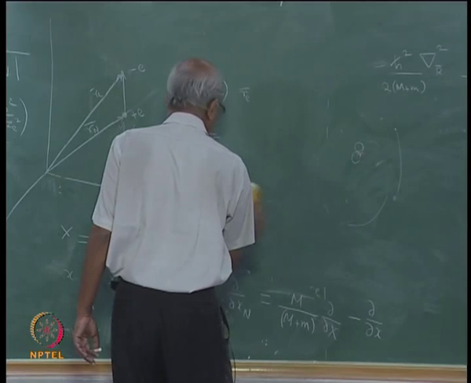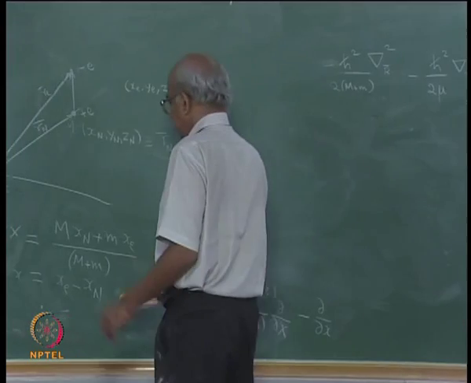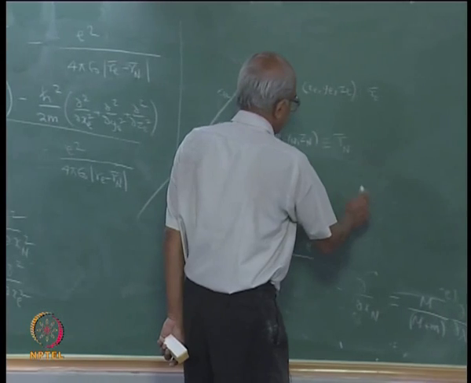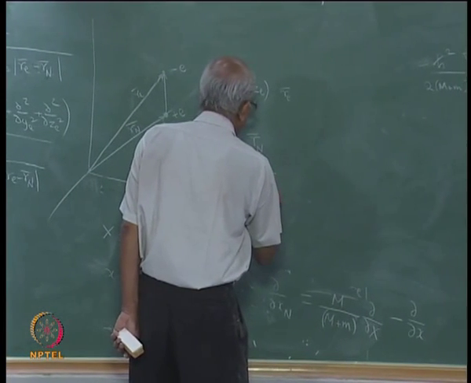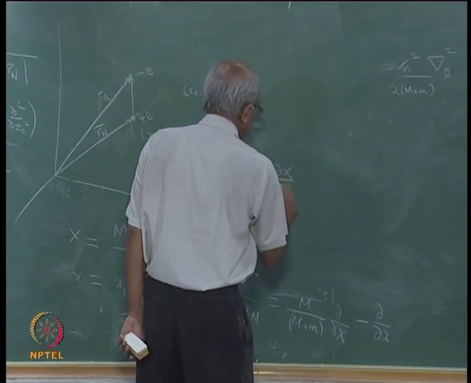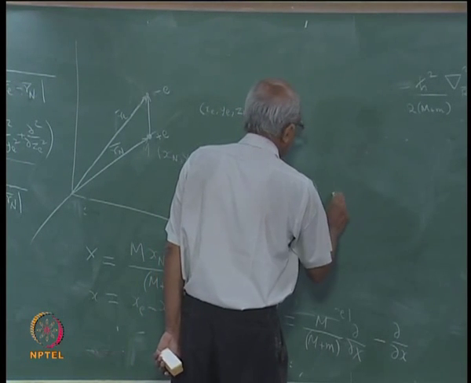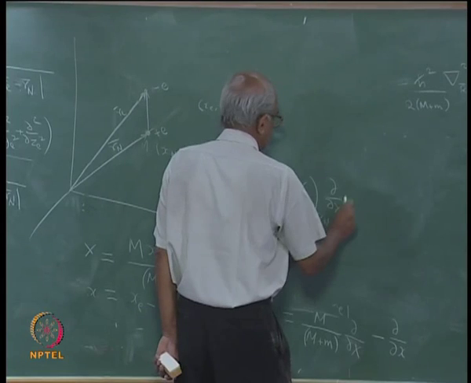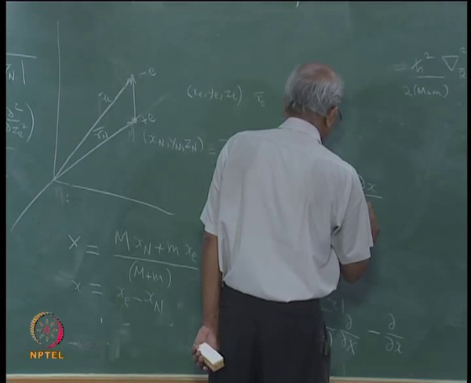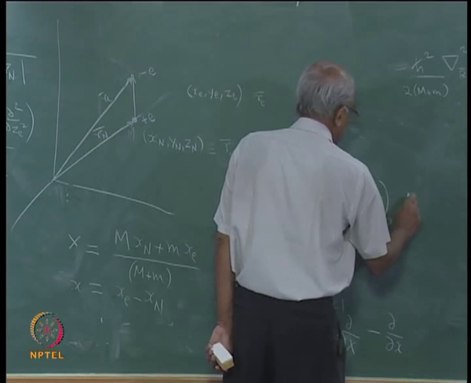Similarly, I should express dou by dou x e in a similar fashion. Let me try to do that. Dou by dou x e is equal to dou capital X by dou x e, this is partial differentiation with respect to x e, keeping x n fixed, into dou by dou capital X, plus dou small x by dou x e, keeping x n fixed, into dou by dou small x.